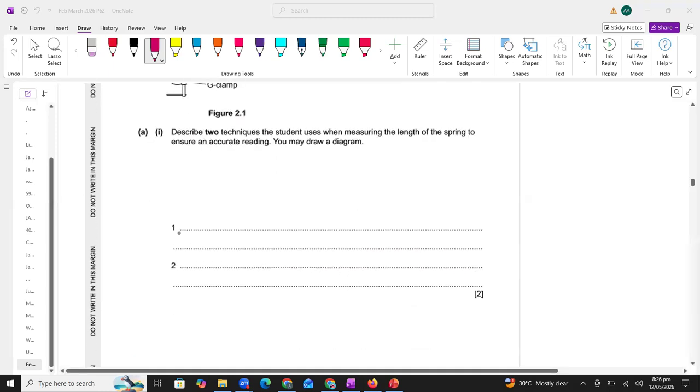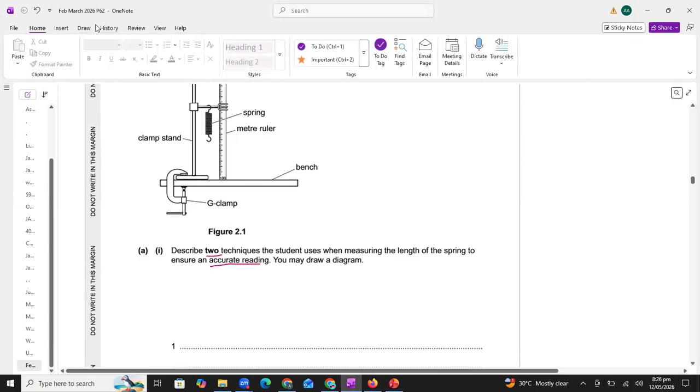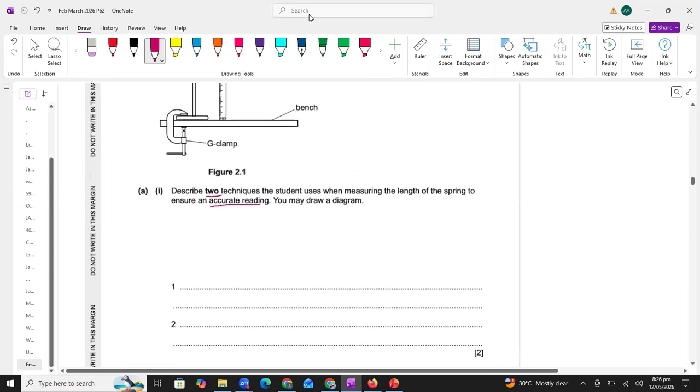Now in part A, they are saying we have to describe two techniques the student uses when measuring the length of the spring to ensure an accurate reading. You may draw the diagram. So what should be the first answer, students? These types of questions have been repeated many times: how can I get an accurate reading while measuring from the meter rule? We have to keep our eye level perpendicular to the meter rule. Exactly. We will avoid parallax error. So we have to mention here, students, that we have to keep our eye perpendicular to the meter rule.